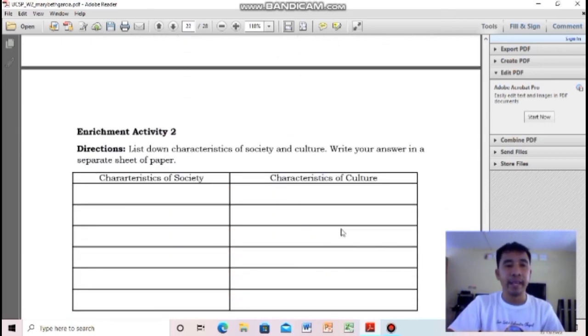Okay. And for the enrichment activity 2, you're going to list down the characteristics of society and culture. Write your answer in a sheet of paper, no? Anong characteristics ng society? Anong characteristics ng culture? So, try to go back to the previous part of our lecture and try to refer to your module in answering this part. You're going to copy.